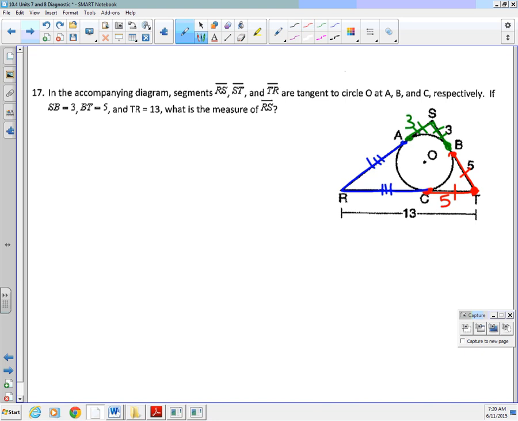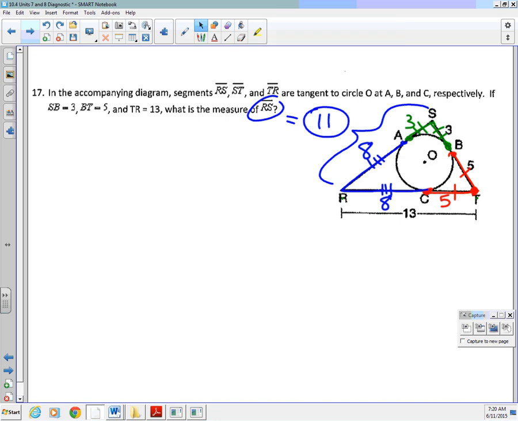Now, I also know that R to T is 13, so that leaves 8 for the blue piece, and therefore 8 for AR. And so they want RS. Well, RS is 3 plus 8, which is 11. And that's it. Again, another thing you have to know: those tangent segments are the same.